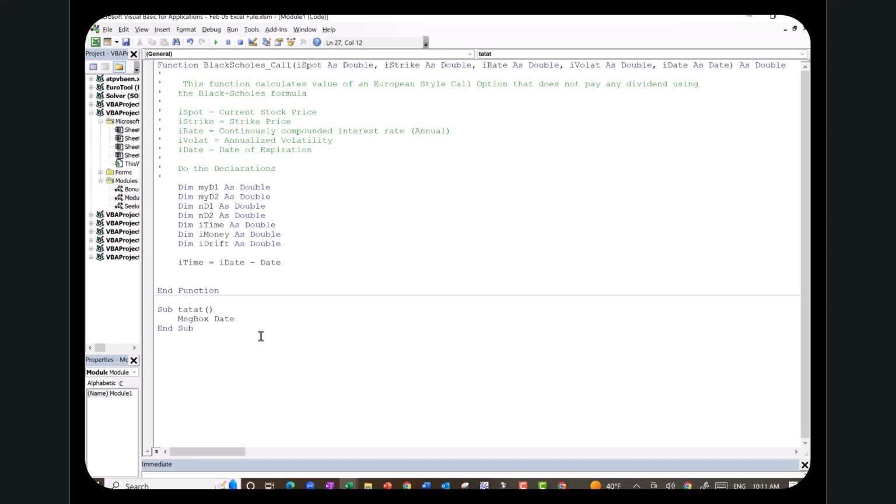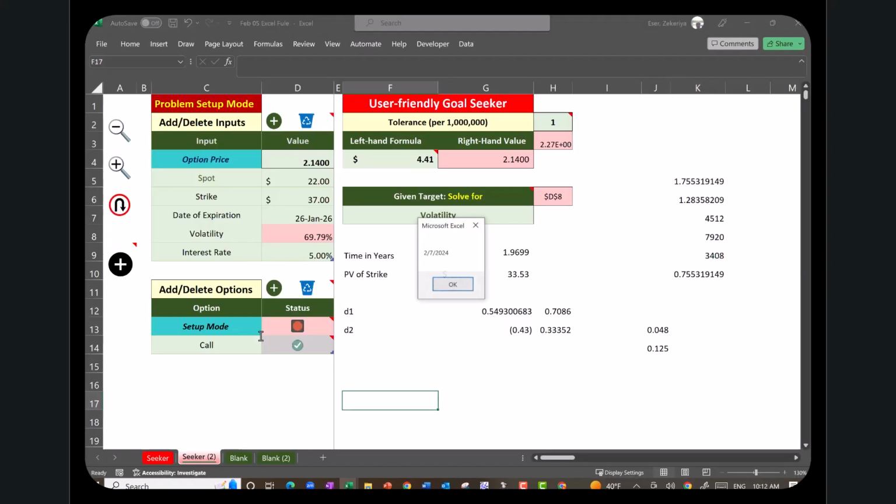The sub is basically a collection of things that perform a certain task. It doesn't return anything. When you have a little sub like that, if you hit F5, it's executed, and it tells me what that date is.